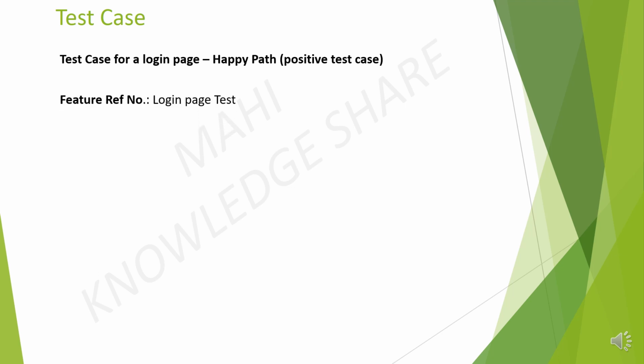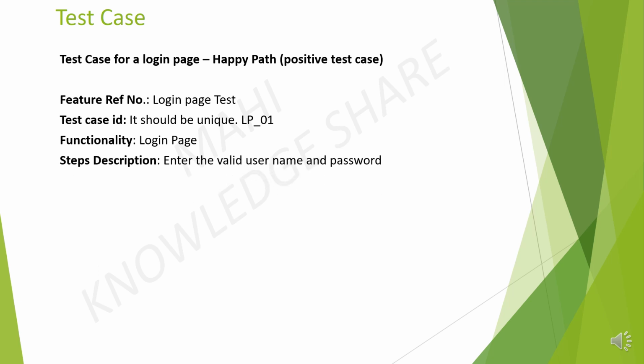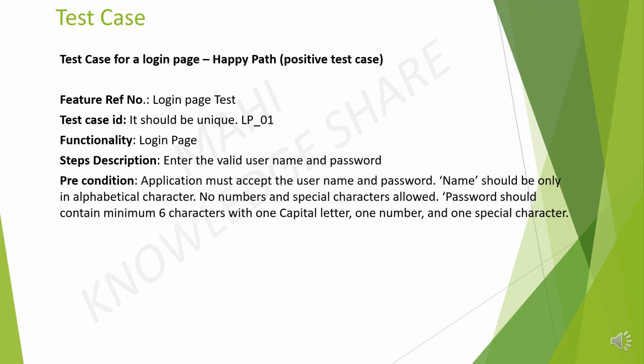First, reference number, that is login page test. Test case ID, it should be unique. Then functionality, it's login page. Then step description, enter the valid name and password. Precondition, application must accept the username and password. Name should be only in alphabetical character. No numbers and special characters allowed. Password should contain minimum 6 characters with 1 capital letter, 1 number and 1 special character.